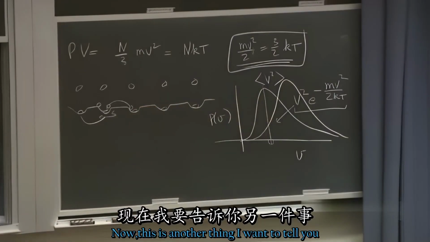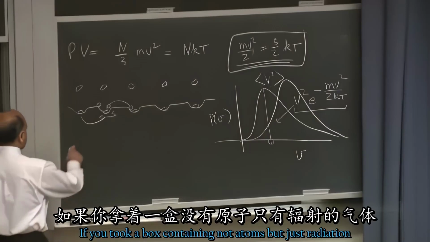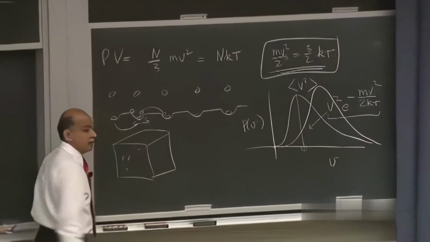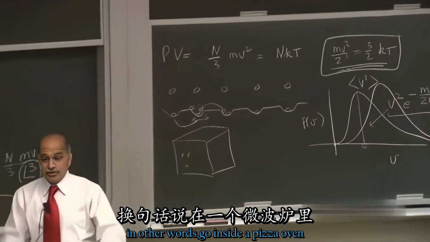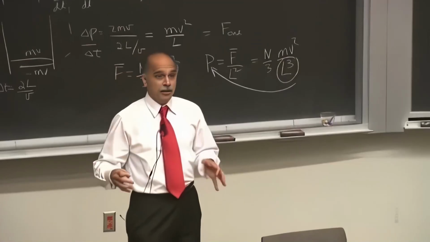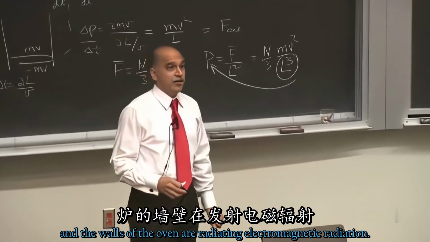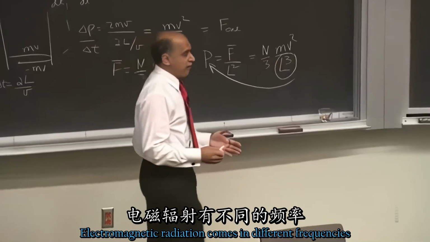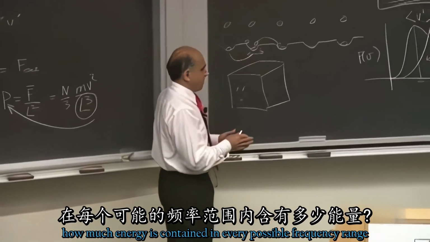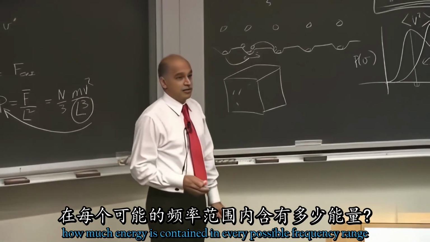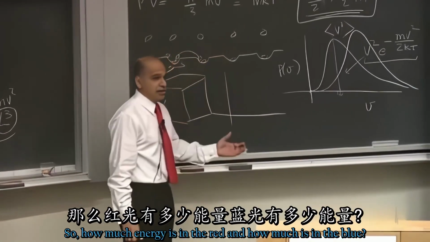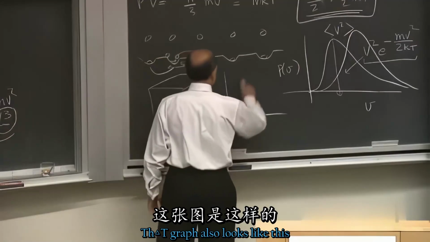Now, this is another thing I want to tell you. If you took a box containing not atoms, but just radiation, in other words, go inside a pizza oven, take out all the air, but the oven is still hot, and the walls of the oven are radiating electromagnetic radiation. Electromagnetic radiation comes in different frequencies, and you can ask how much energy is contained in every possible frequency range. Each frequency is a color, so how much energy is in the red, how much is in the blue? That graph also looks like this.